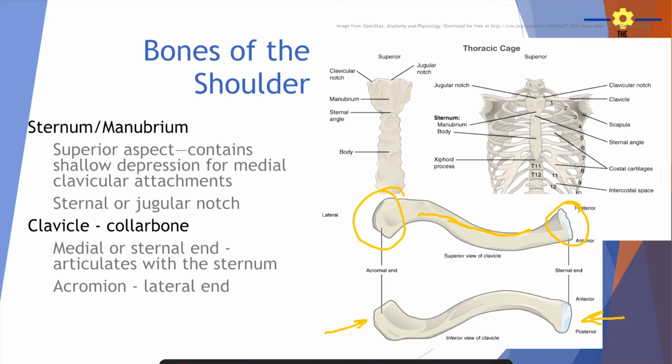Now, this bottom picture shows the inferior view of the clavicle. There are a couple other landmarks. We'll talk about them when we talk about the joints, but there are some roughened areas that we find on the clavicle down here. They're attachment sites for ligaments that hold the clavicle to the scapula and support the acromioclavicular joint, which we will talk about later.